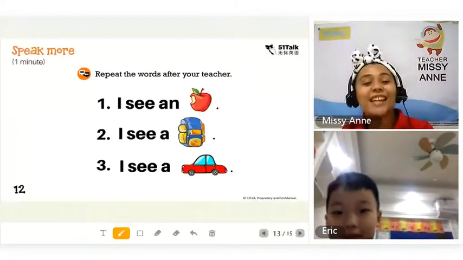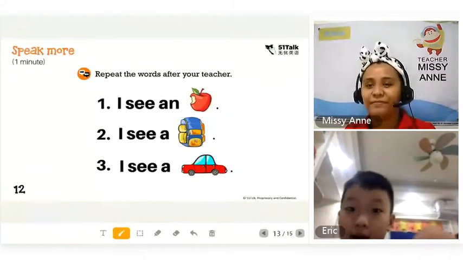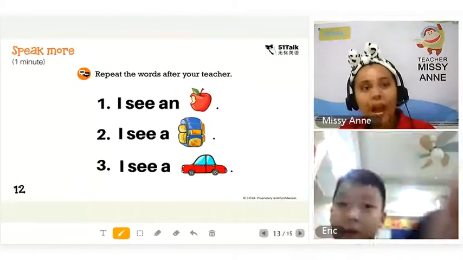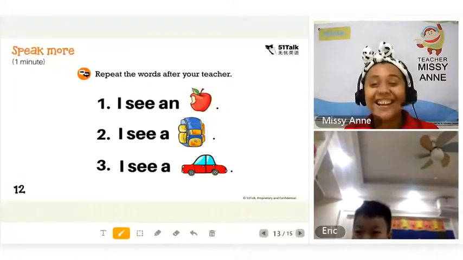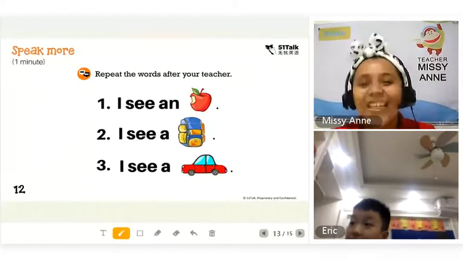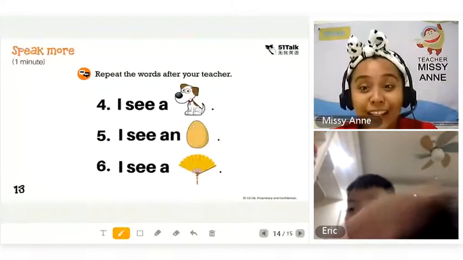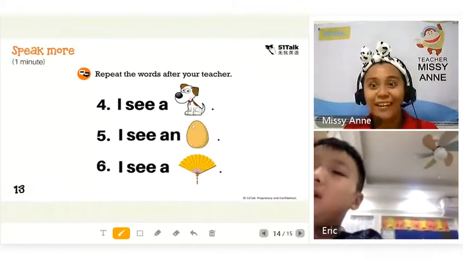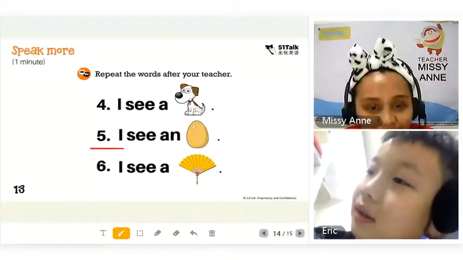Okay. Now, let's say the sentences again. I see an apple. Let's say, I see an apple. Apple. I see a bag. I see a car. That's fantastic, Eric. Okay, look at the picture. Let's complete the sentence. I see a dog. Okay, say, I see a dog. Okay, and the next one.